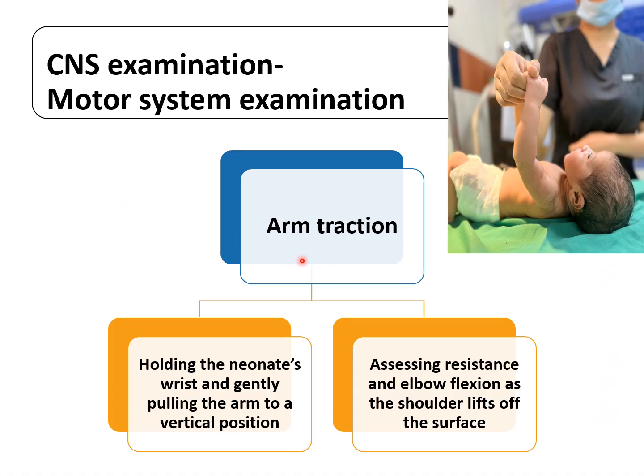Then we have to perform the arm traction. Here in this image you can see we have to hold the neonate's wrist and gently pull the arm to the vertical position, and we have to assess the resistance also and see the elbow flexion when the shoulder lifts off the surface.